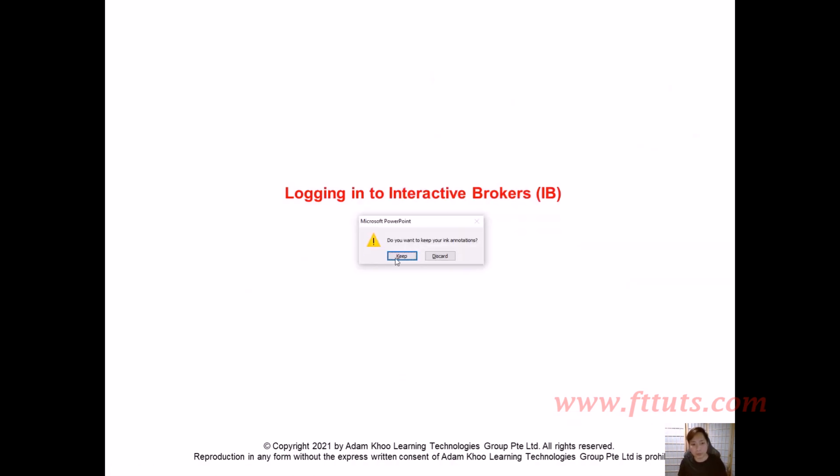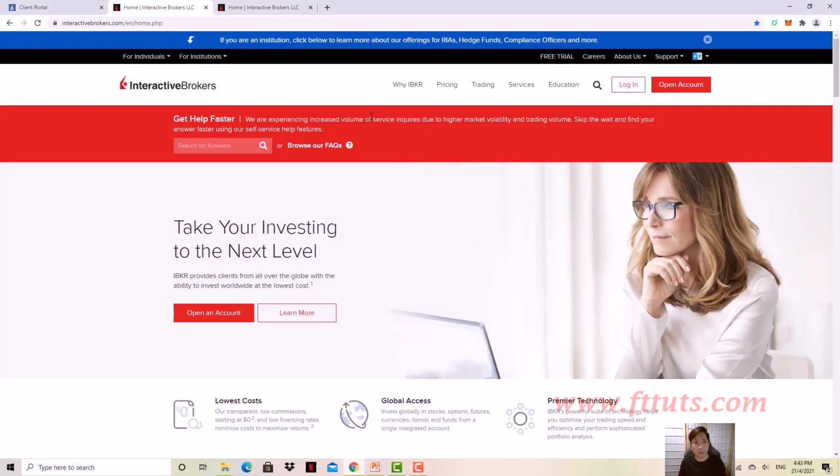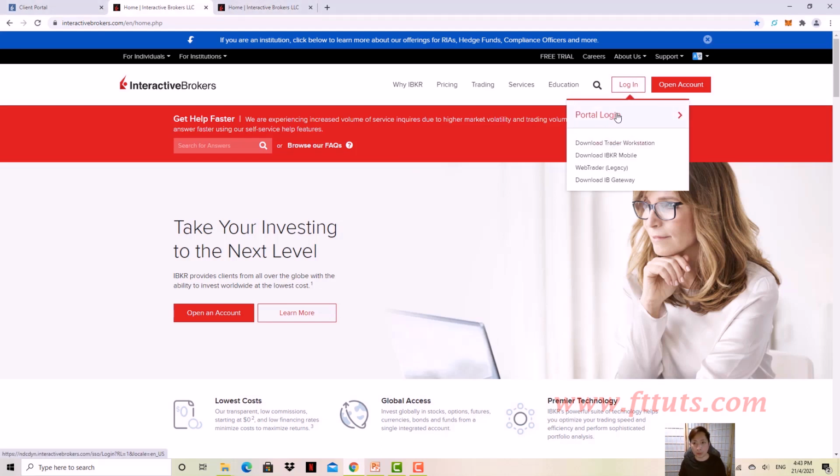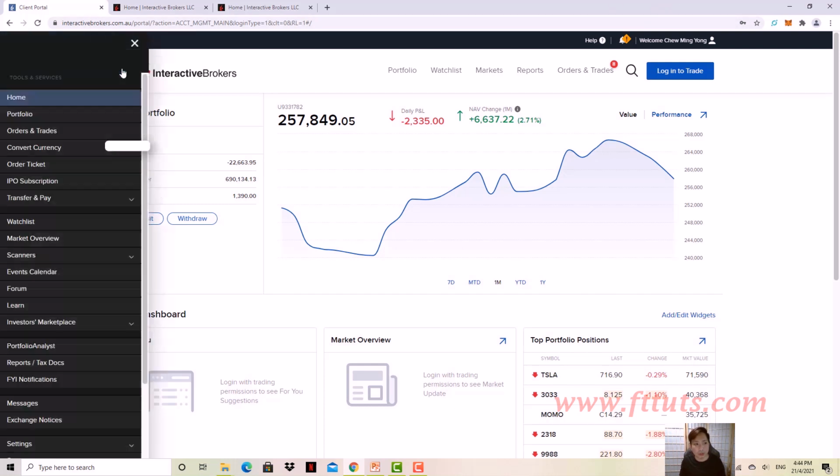So let me just go into my platform and show you guys. When you go to interactivebrokers.com, you go under portal login, and under portal login you will go into this portal. This is your individual account portal, and this one is mine. The first thing you need to know is how to navigate this.